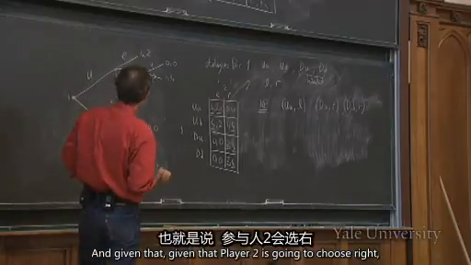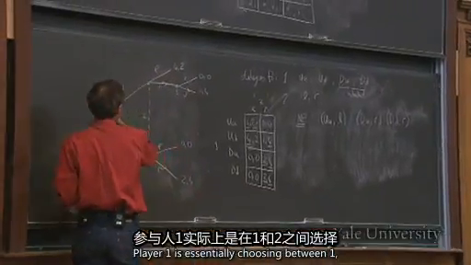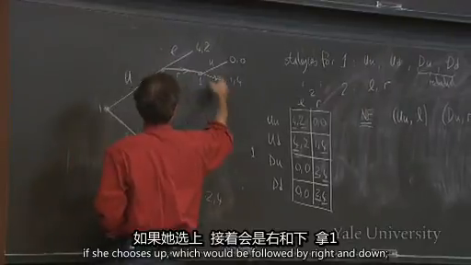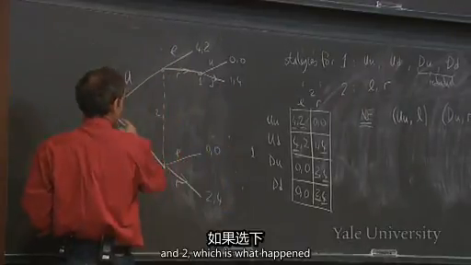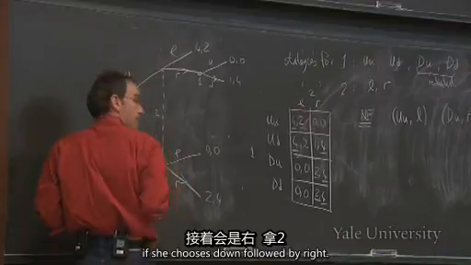And given that player 2 is going to choose right, player 1 is essentially choosing between 1, if she chooses up, which would be followed by right, and 2, which is what happens if she chooses down, followed by right.